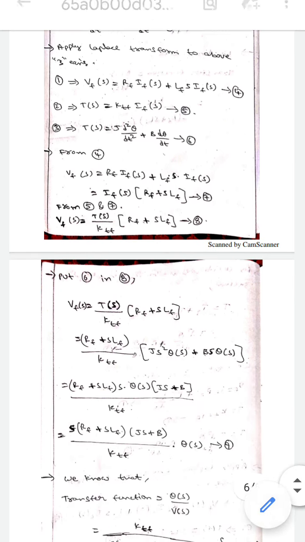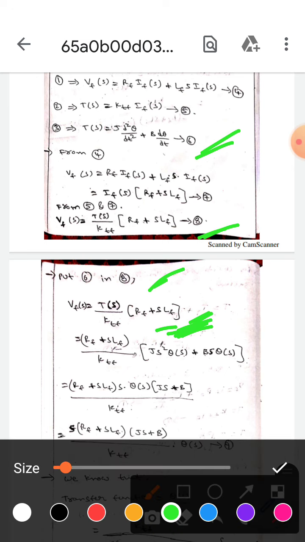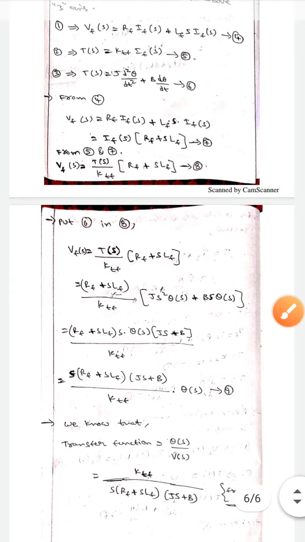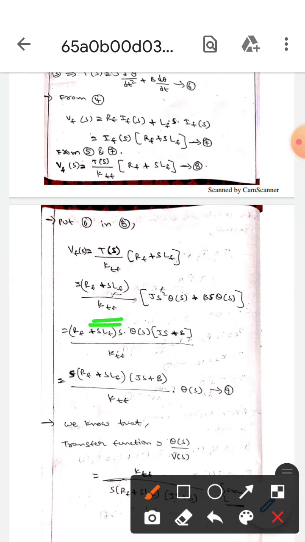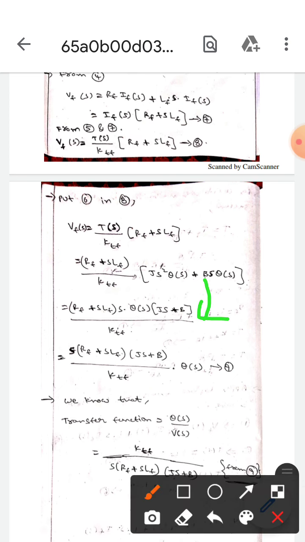Here if you substitute equation 6 in equation 8, then we will get Vf of s equals T of s by KTF into Rf plus s into Lf. Then we can write this as Rf plus s into Lf by KTF into J into s square theta of s plus B into s into theta of s. Here we will take theta of s common. Then it can be simplified like this.